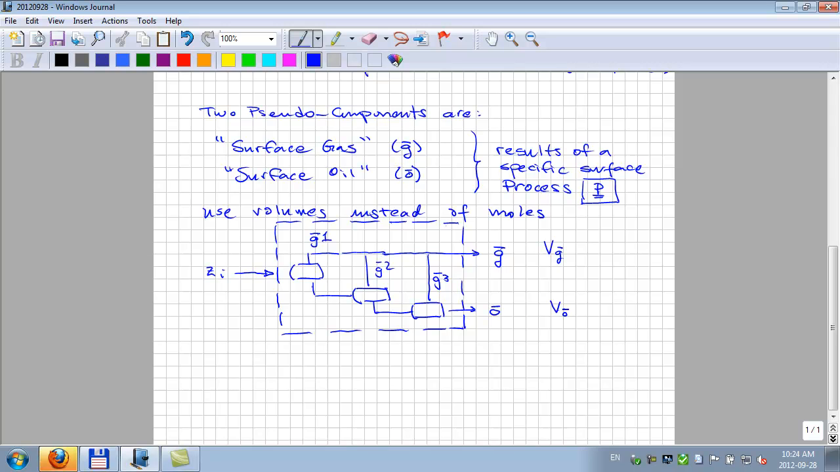Even though when we did the flash calculations last lecture, we got moles of gas and oil, remember, we had the conversion through the density and molecular weight. We converted the moles to volumes.